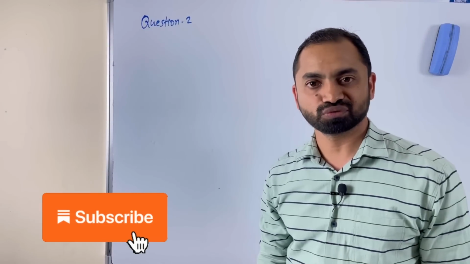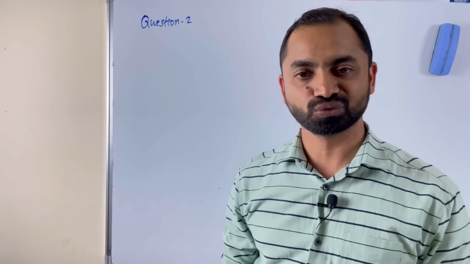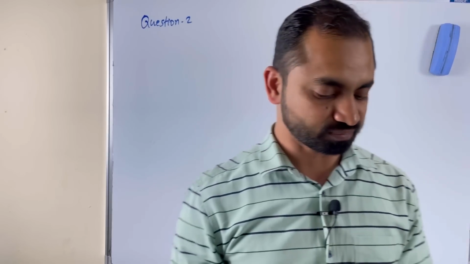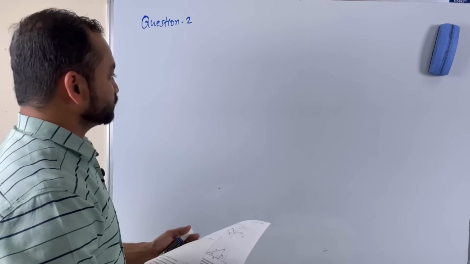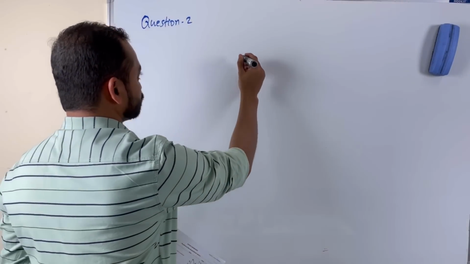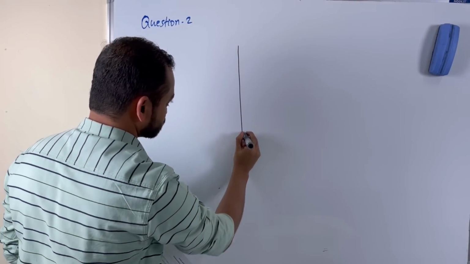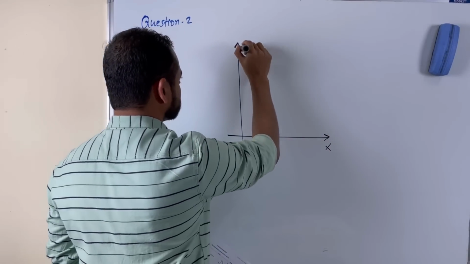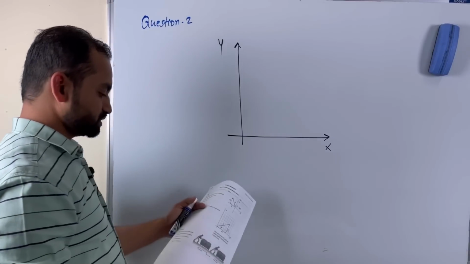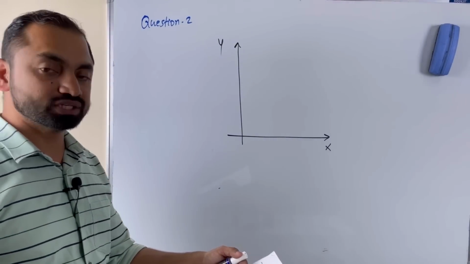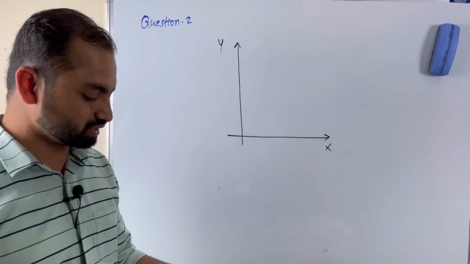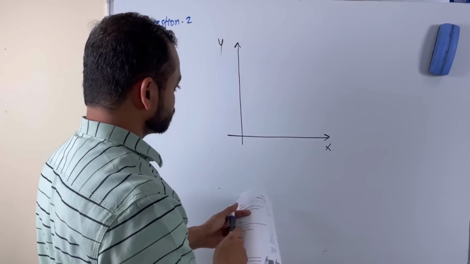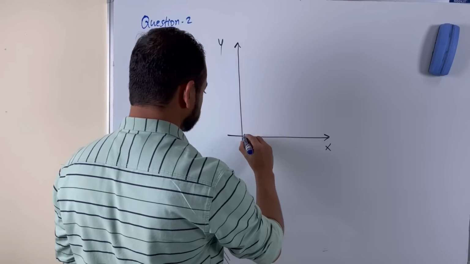Question number 2. Resolve a vector into orthogonal vectors in a Cartesian coordinate system. So here we have a Cartesian coordinate system. We will draw a Cartesian coordinate system like this, with the x-axis and the y-axis. This question is from page number 117, and we have a vector here. For example, this vector is like this.